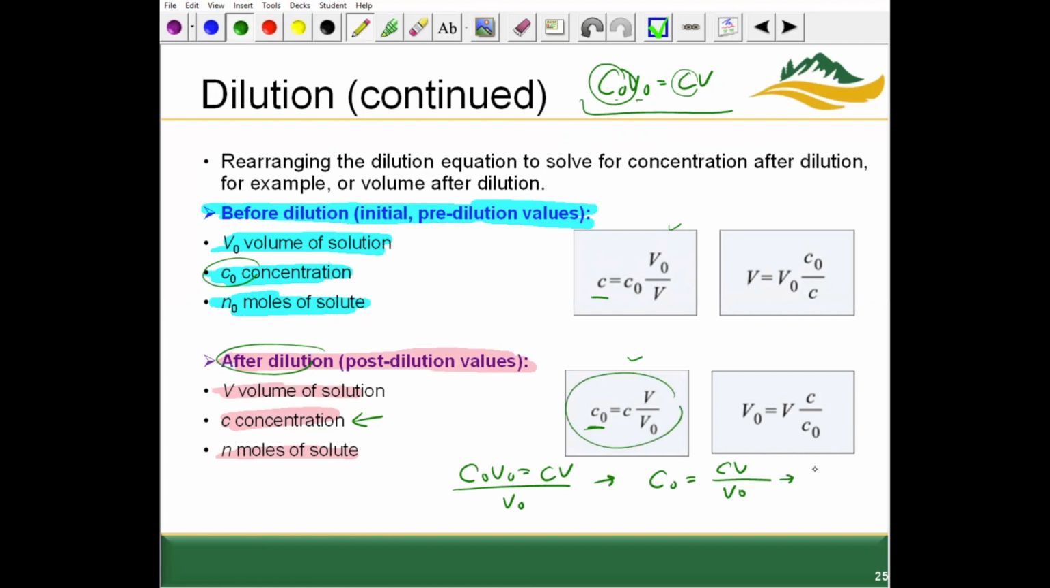Then the way this is represented is like this. So we can actually say C times V over V naught. So these are all the same thing. It's just rearranging this equation and then pulling the C out front to take the volume over V naught. So now rearranging this equation, if our volume is unknown, we can also solve for the volume here after dilution. We can solve for the volume here before dilution. Okay, so all these different variations of this same base dilution equation.